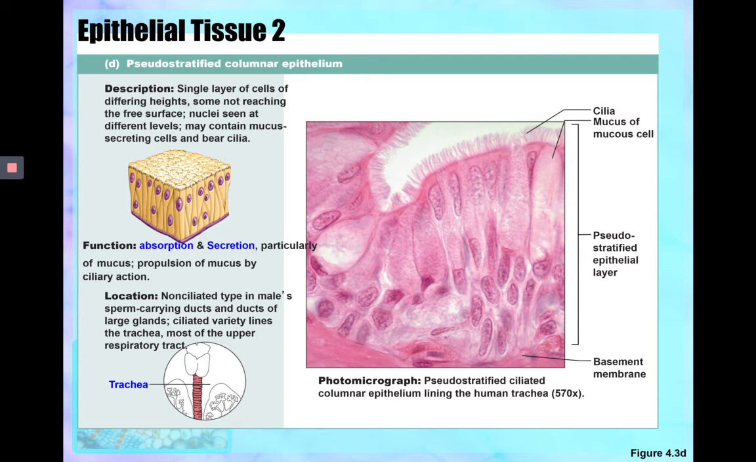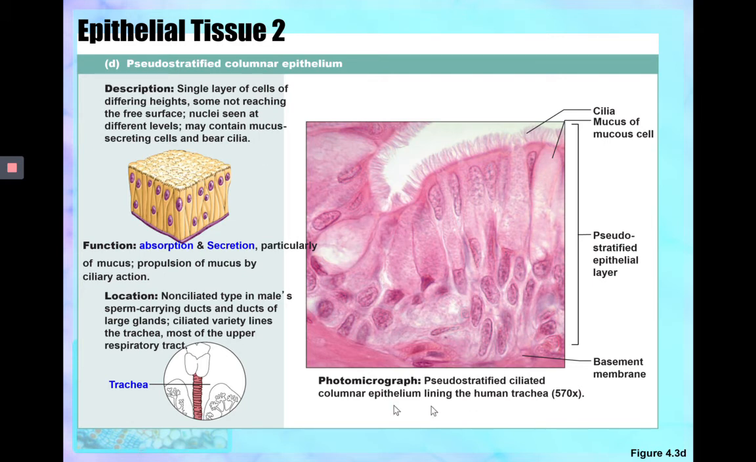Now, I mentioned that this tissue looks stratified. It looks like it has a lot of layers, but there's this prefix in front of stratified, pseudo, which means false. So that means this tissue is not really stratified. And if it's not stratified, if it's not two or more layers, the only other option is simple. So believe it or not, pseudostratified columnar epithelium is only one layer of epithelial cells, but the arrangement of these cells is where the confusion is coming from.